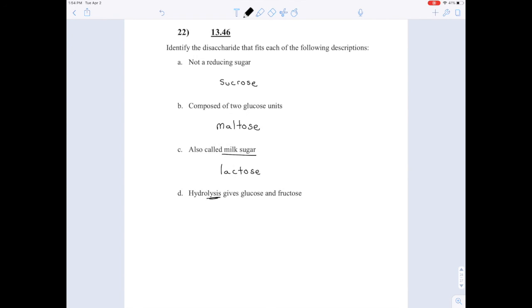Hydrolysis, that's if you break it apart by adding water. So you put something in water and it breaks apart. It gives glucose and fructose. The disaccharide made up of glucose and fructose is sucrose. Sucrose is table sugar, the white stuff that we're used to seeing in sugar cubes. Sucrose is made up of glucose and fructose. Fructose is the sweetest of the monosaccharides. It's the sugar that's in fruit, and that's one of the reasons why table sugar is so sweet.